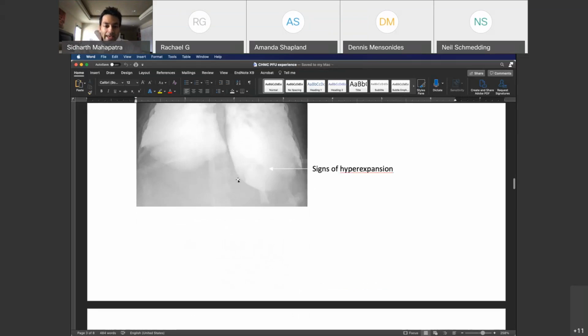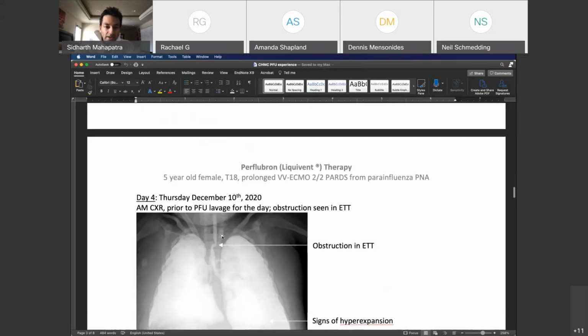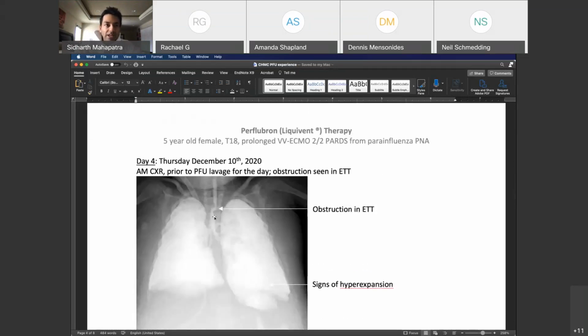And next day, this is what I saw. I wasn't able to instill any further liquid vent despite even suctioning whatever I could. There was some obstruction in here. And you can see that. That's not the endotracheal tube kinked. There's actually something in the endotracheal tube.